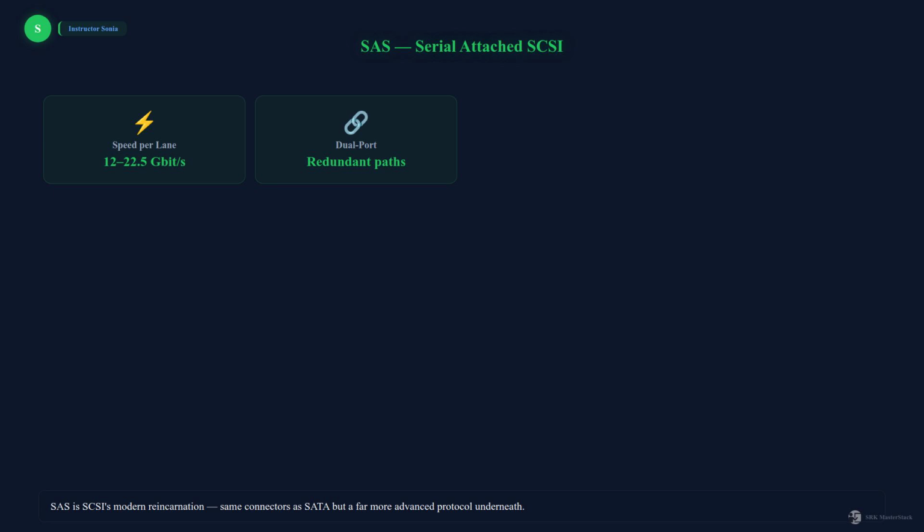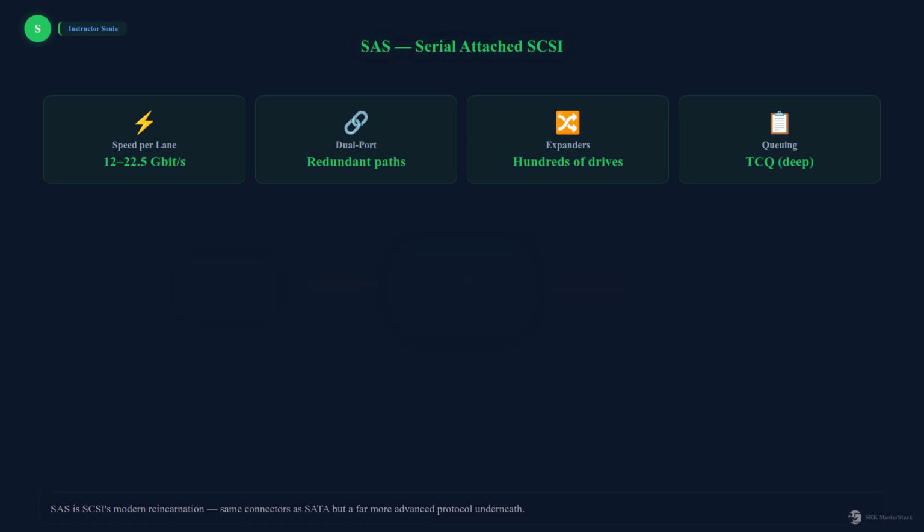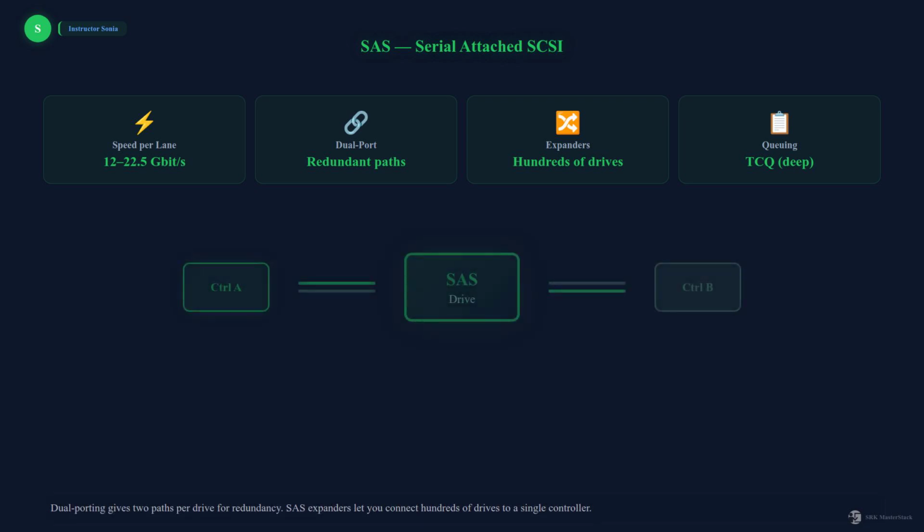Now let us talk about SAS, serial attached SCSI. Think of SAS as SCSI's modern reincarnation. It uses similar physical connectors to SATA but with a much more advanced protocol. SAS drives can run at 12 or even 22.5 gigabits per second per lane, and they support dual porting, 2 connections to the drive for redundancy and failover.